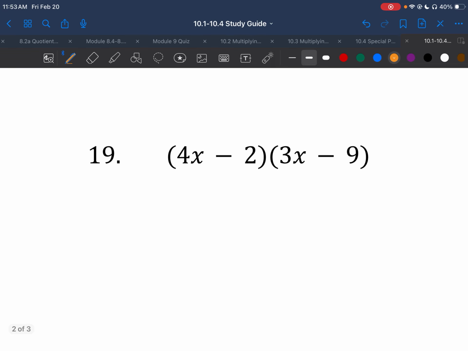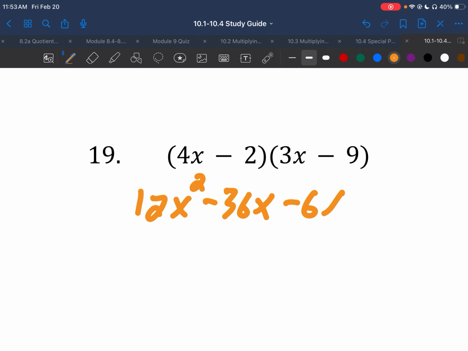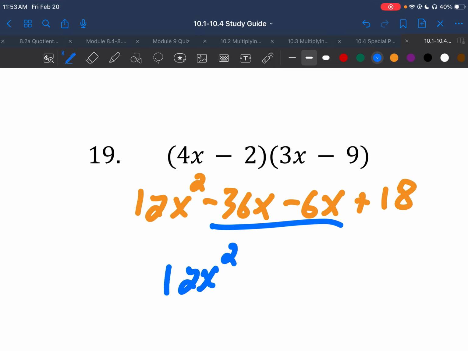Question number 19. We start off with distribution. 12x squared minus 36x minus 6x plus 18. Combine like terms in the middle. 12x squared minus 42x plus 18.